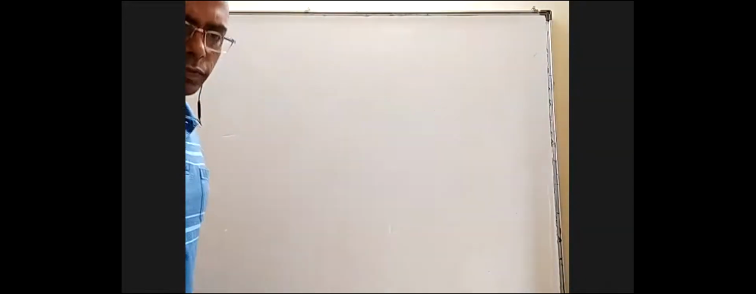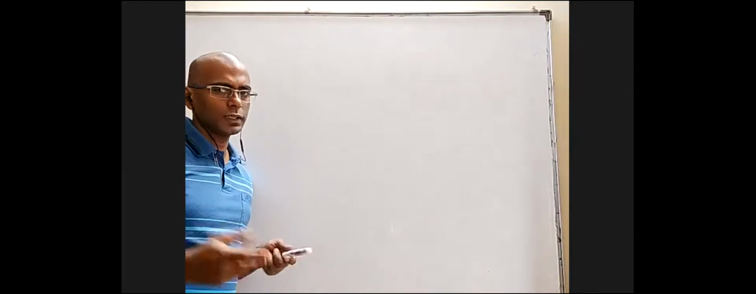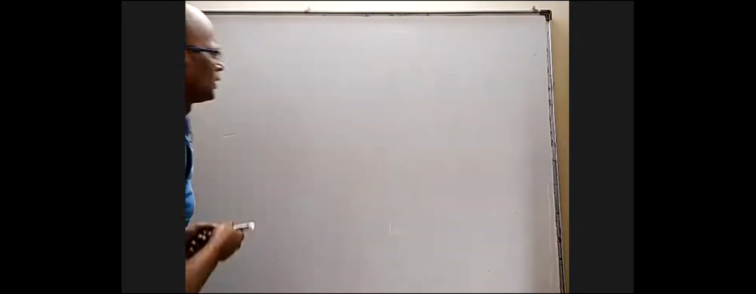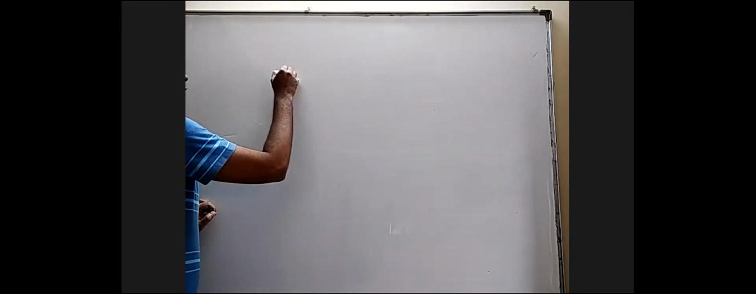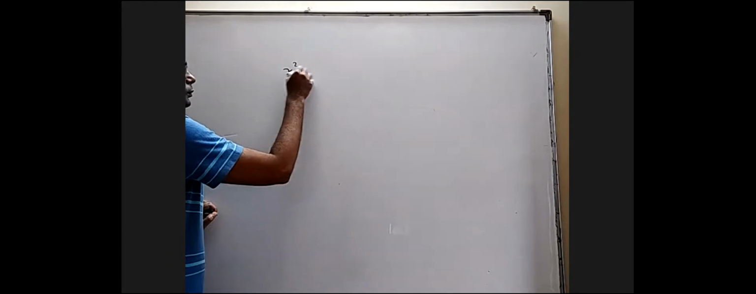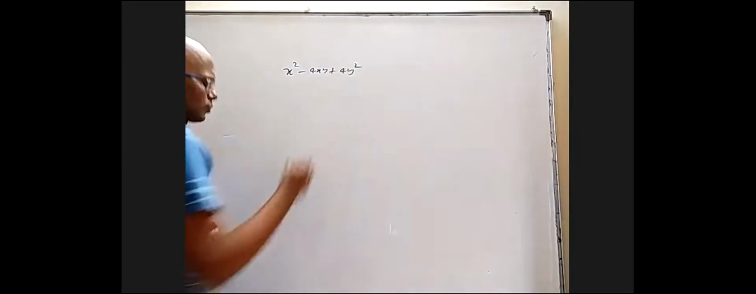Okay, so what if they gave a general second degree equation of the parabola and asked for the details, not in the form of y squared equal to 4x? I'm writing an equation which may not be fully correct, but let us just try it. Let us say I have x square minus 4xy plus 4y square.